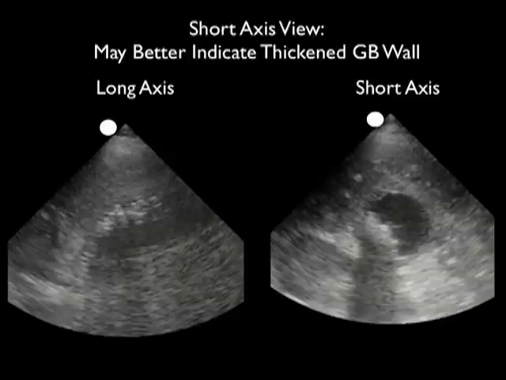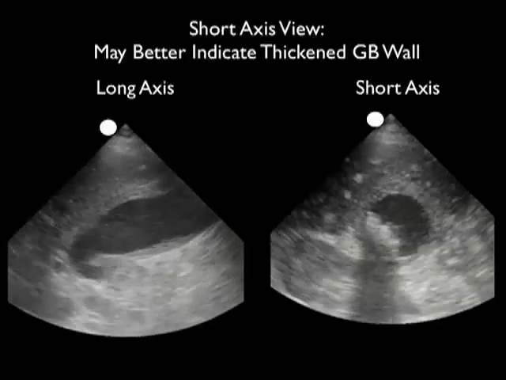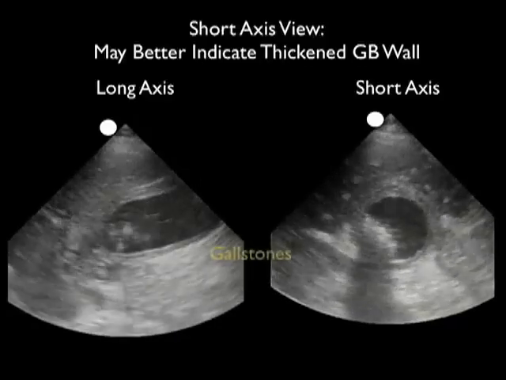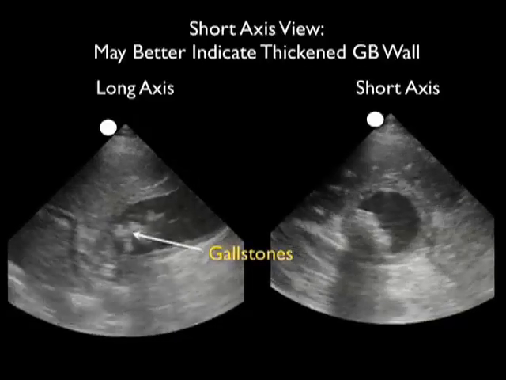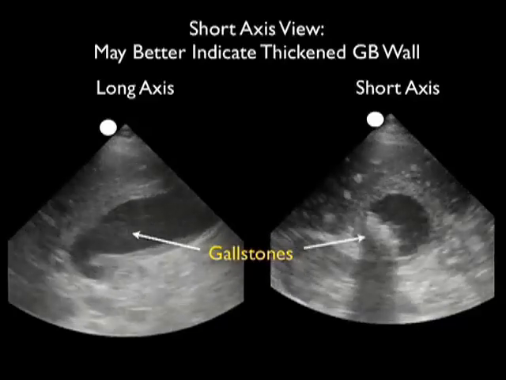This is a video showing two views of the gallbladder taken from a patient with right upper quadrant pain and fever. We see long axis to the left and short axis view to the right.